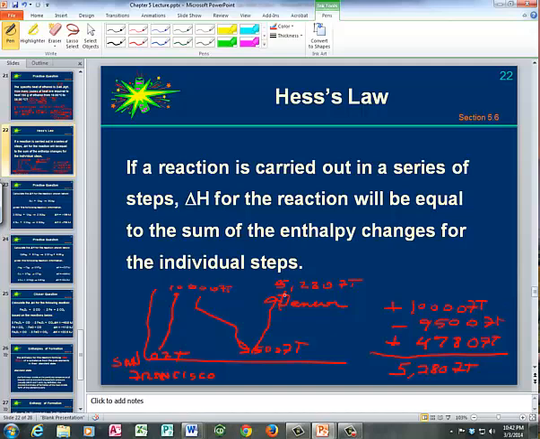State functions. Delta H is a state function. Altitude is a state function. They only depend on the final state and the initial state. So Hess's law says that if I know the delta H for a series of reactions, I can add them up to get to what we call my target reaction. And this can all work because enthalpy is a state function.